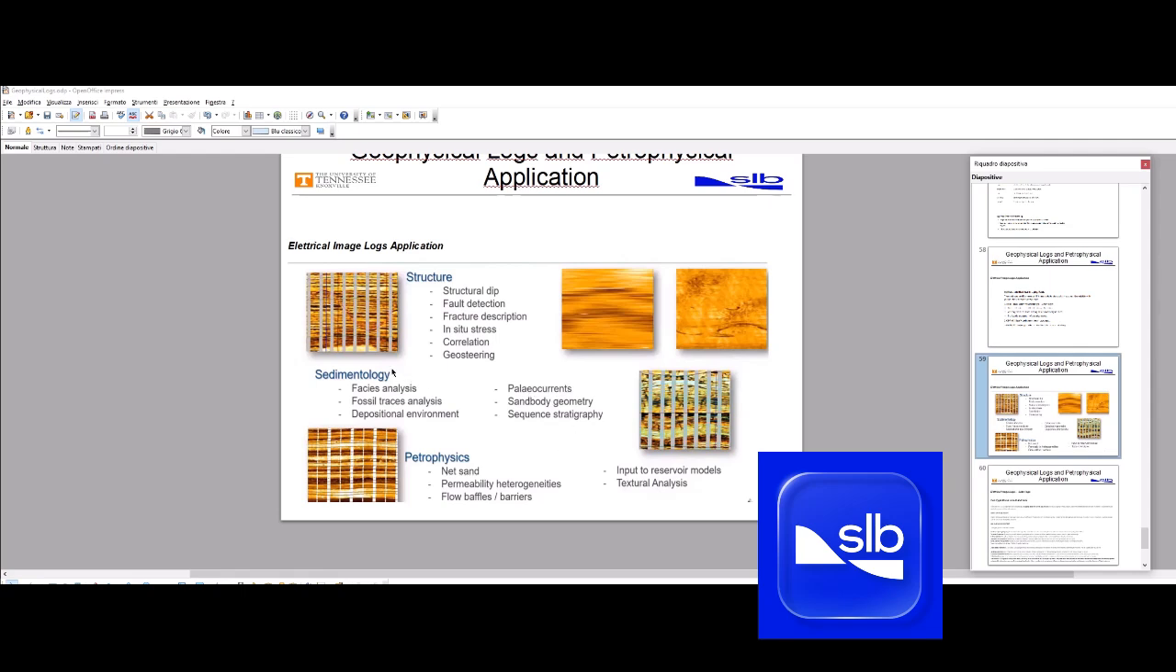And also we have a great application in sedimentology, like identification of paleocurrents or sand body geometry, depositional environment, and sequence stratigraphy to make a reconstruction of the evolution of the area.